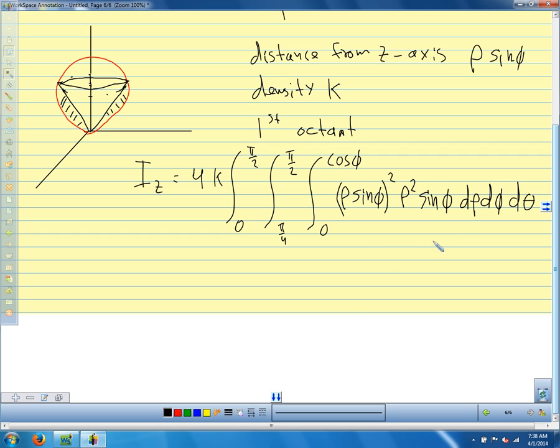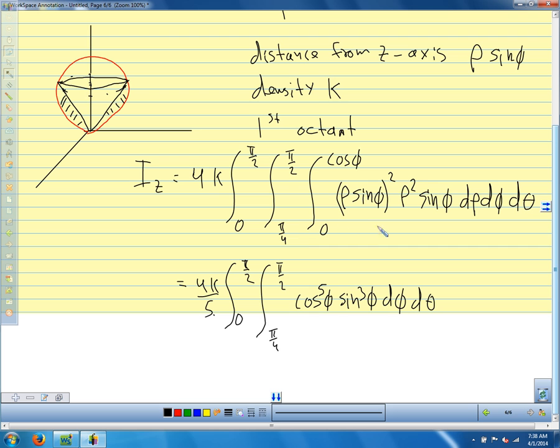Again, not a tough integral to evaluate. So let's go through this evaluation. We get 4k, integral from 0 to pi over 2, the integral from pi over 4 to pi over 2. Our first integral d rho, we end up with a rho to the 4th, so when we evaluate, we get rho to the 5th evaluated from 0 to cosine phi. So we end up with a cosine phi to the 5th, and a 1/5 outside, rho to the 5th over 5. Cosine to the 5th phi, sine cubed phi, d phi, d theta.